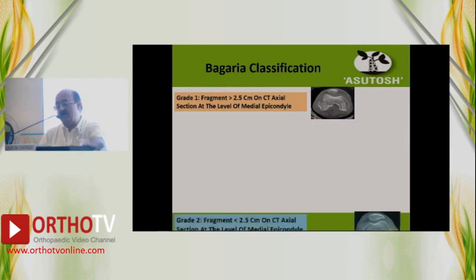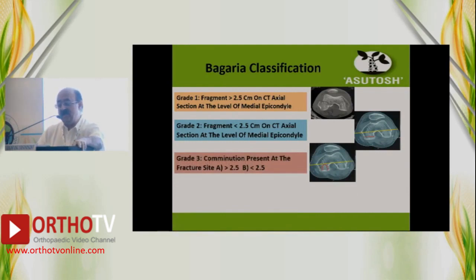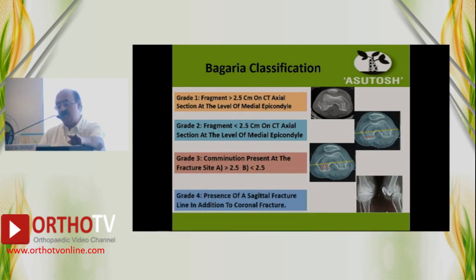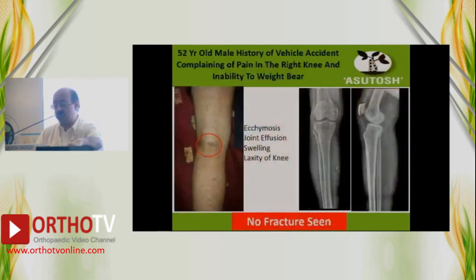Bagaria, when he was in Nagpur, described his classification as grade 1, grade 2, grade 3, grade 4. It is a CT guided classification, and it depends on the size of the fragment from the medial epicondylar axis on the axial CT cut. So if there is comminution, it is a grade 3, and if there is a sagittal fracture as well, in addition to the coronal fracture, it is a grade 4 fracture. This classification is still not popular, and not much work has been done, but it is helpful to give us the right approach and whether we will need a plate in addition to the screws that we use.